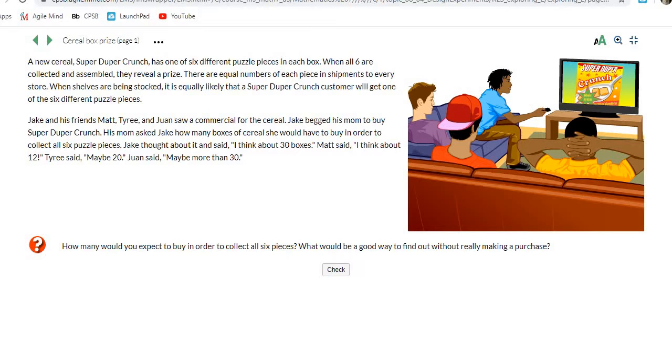So they don't want to waste a bunch of the cereal. They want to have a very good guess of how many boxes they should buy. So they're going to create a simulation.